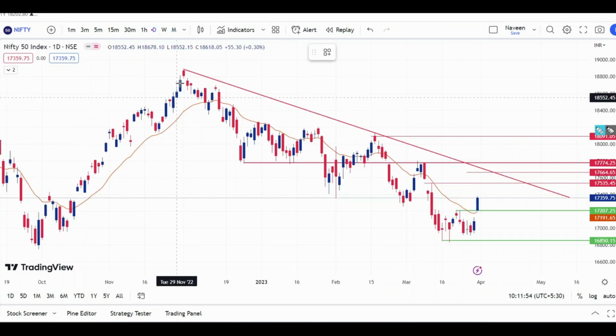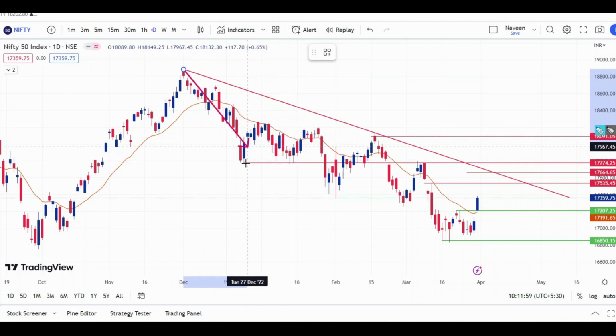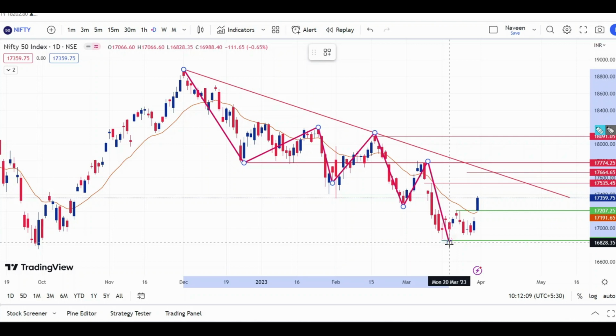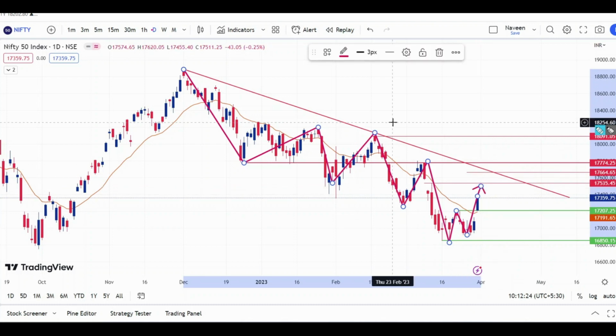Now let's shift the time frame to daily and see the important levels for the coming week. In the daily time frame, what is the trend? It is a downtrend. It is making lower low, lower high, lower low, lower high, lower low, lower high, lower low, and it has made a high here and stopped making lower lows, and again it has broken this previous swing high, that is this high. You can see it here.